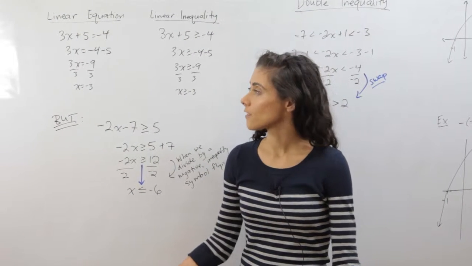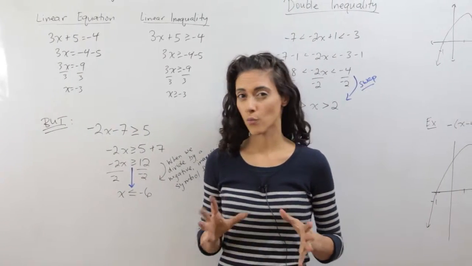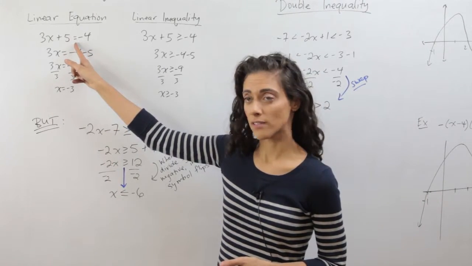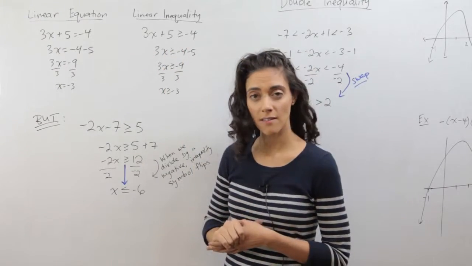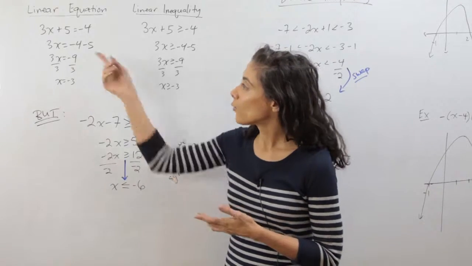So, linear inequalities. If you know how to solve a linear equation, you already know how to solve a linear inequality. There's one minor thing we have to watch out for. Here I have a linear equation with an equal sign, and next to it a linear inequality that looks basically the same, except where I have my equal sign, I have a greater than or equal to symbol. We know how to solve this.